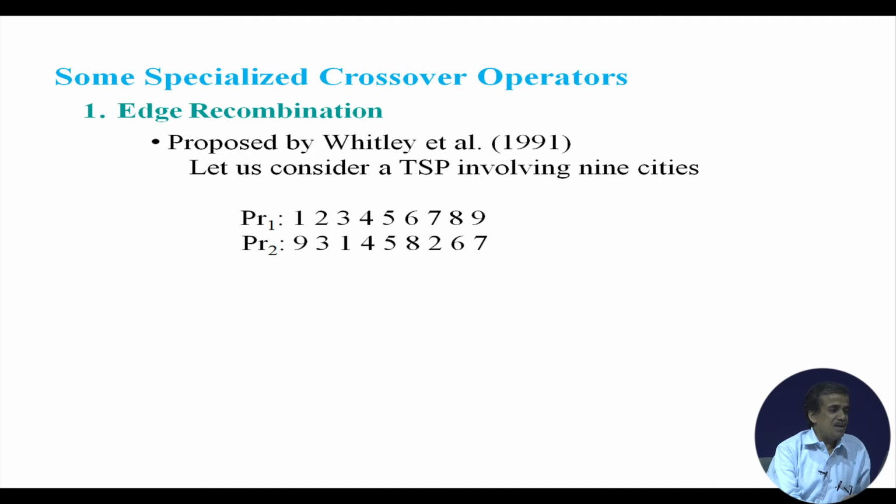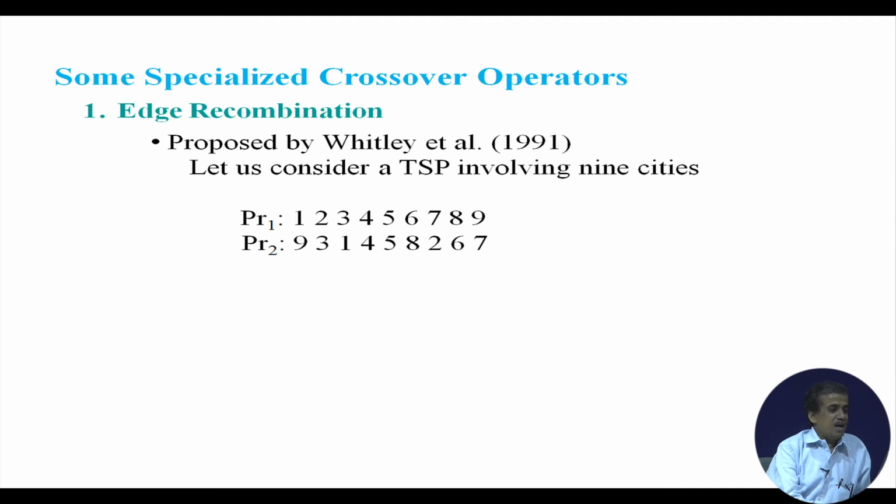The first one is edge recombination. Now, this particular crossover operator, edge recombination, was proposed in the year 1991 by Whitley et al. They proposed this particular crossover operator. The name of the crossover operator is edge recombination. Please try to understand very carefully.